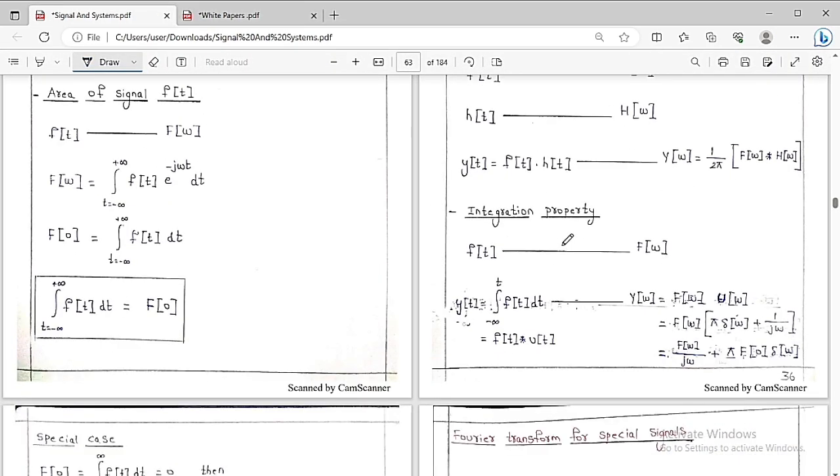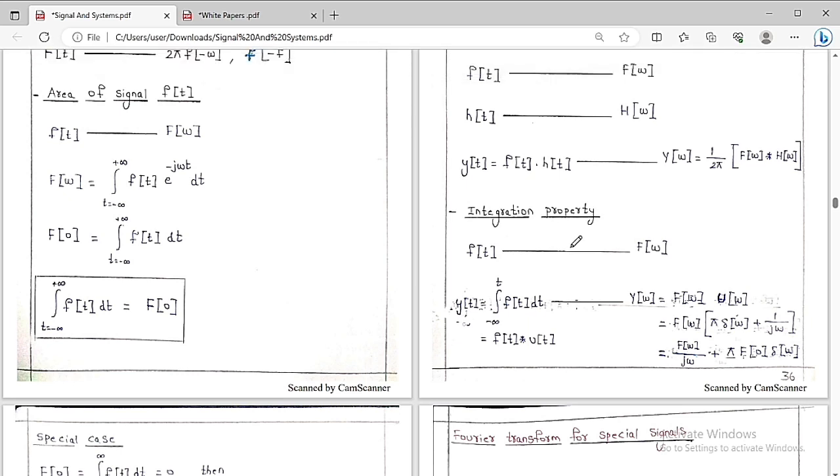The next property is the integration property, which we are going to discuss. Suppose the input is integrated, and we need to figure out what the output is in the frequency domain. For f of t, the Fourier transform is F of omega. If y of t is the integration of f of t, that is, y of t is the integral from minus infinity to t of f of tau d tau, then what is the Fourier transform of the output? We need to figure out.